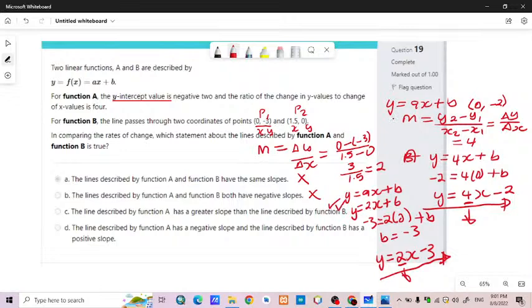Okay, so let's even read the last one just for academic purposes. The line described by function a has a negative slope, and the line described by function b has a positive slope. No, that is not true. They both have positive slope. Okay, so we have our answer for this question. So yeah, I think we are in the clear.